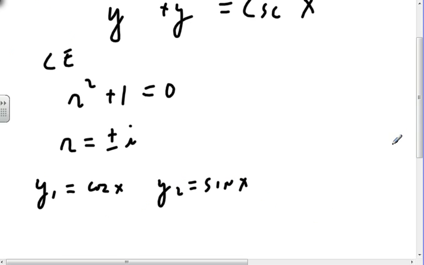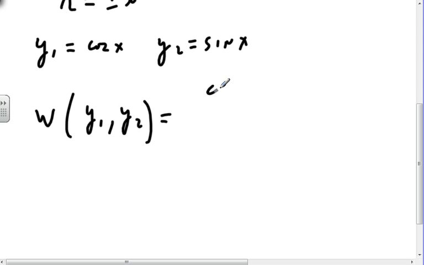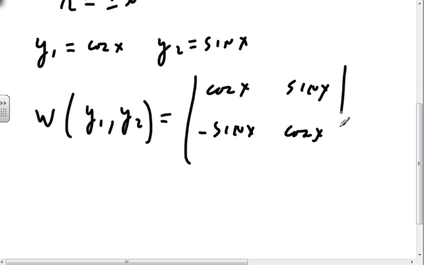So y1 is cosine x and y2 is sine x. Those are those guys. Okay, now I want the Wronskian of y1, y2. Okay, so cosine x, minus sine x, sine x, cosine x, and that looks like 1. Cosine squared plus sine squared is 1. So the Wronskian is 1.